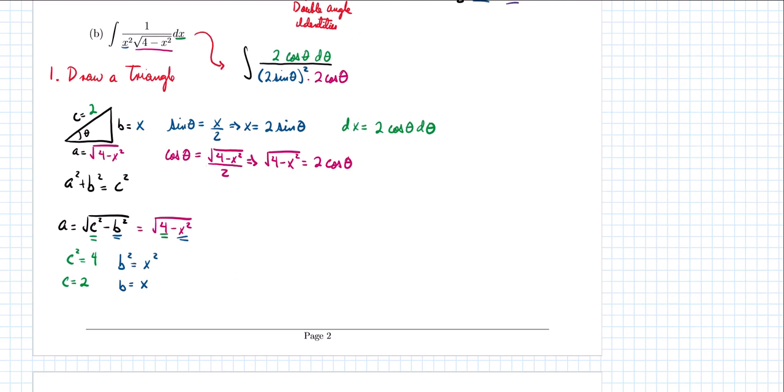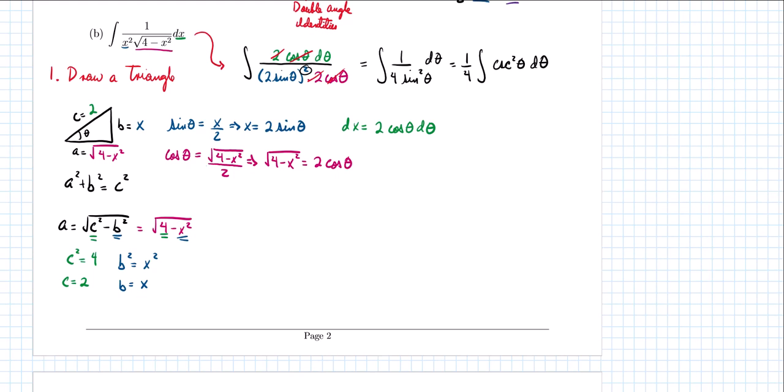What I'm thinking of doing here is canceling the 2's and canceling the cosines, so now we're left with a much simpler integral. We're left with the integral of 1 over, applying the square here, 4 sine squared theta in the denominator, with respect to theta. This is the same thing as 1/4 times the integral. Now inside the integral, we have 1 over sine squared theta. But we know that 1 over sine squared theta is the same thing as cosecant squared of theta, d theta.